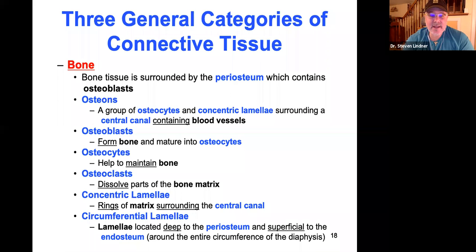Okay, that's the cavity. Once the osteoblast gets stuck in its cavity of the lacuna, now it's called an osteocyte, which is a mature bone cell that helps to maintain bone. The osteoblast makes the matrix, the osteoclast dissolves and breaks the matrix down. So osteoblast builds up bone, the osteoclast breaks down the bone. The concentric lamellae are rings of that matrix that surround the Haversian canal or the central canal.